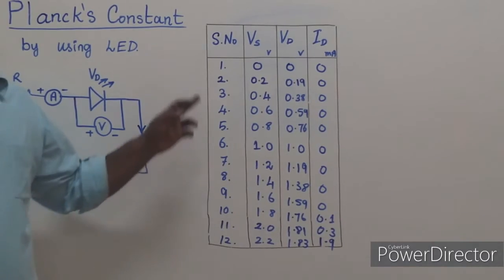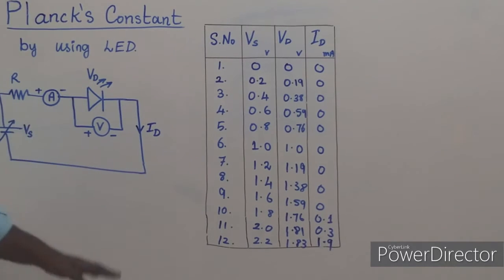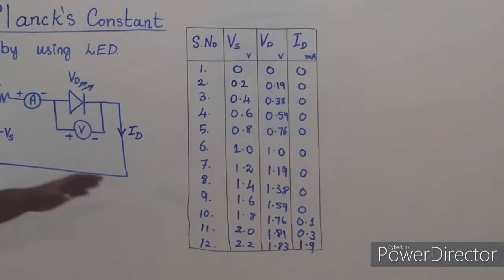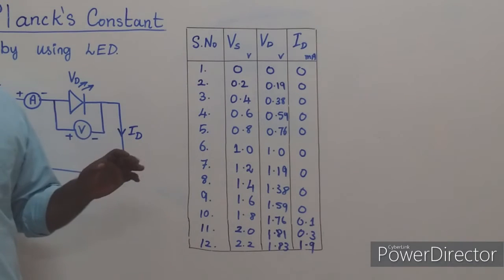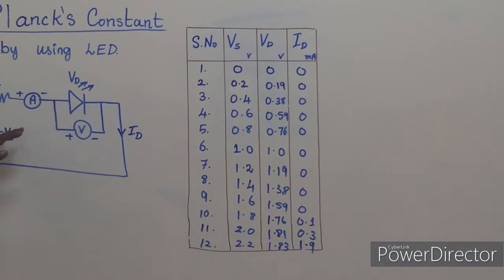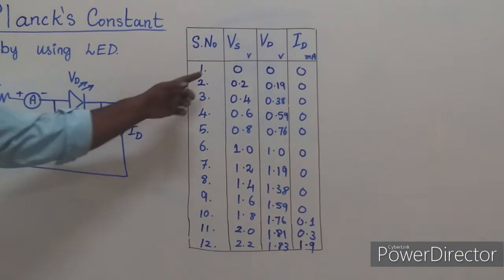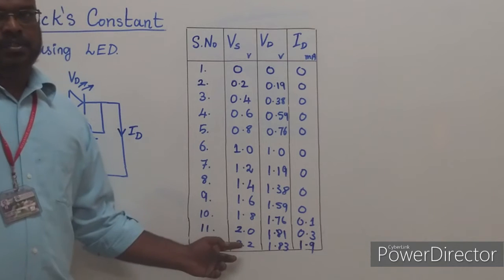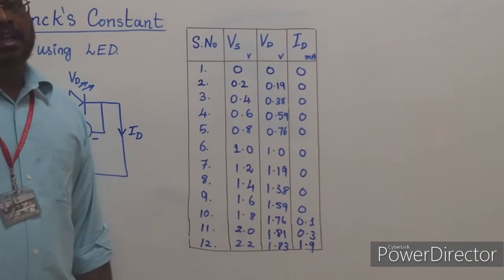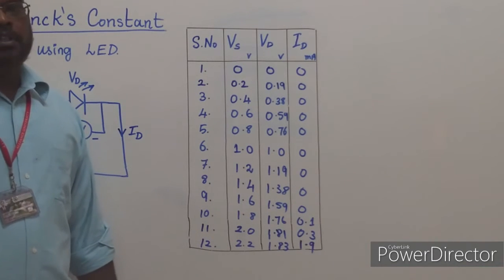Now let me explain the sample readings. When an LED is given, you have to connect the circuit, and the LED will glow within 5 minutes. Once you connect the circuit, slowly adjust the input voltage so that at some point the LED will glow. Based on that you can choose the range. For example, a red color LED will glow within 2 volt.